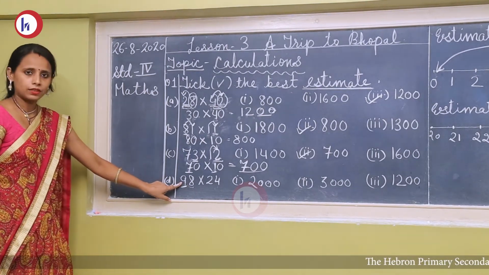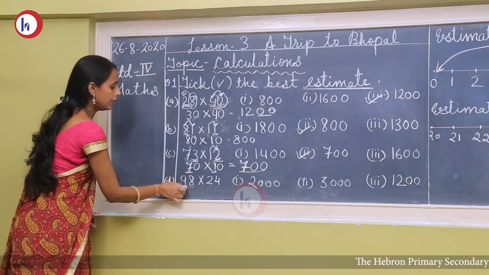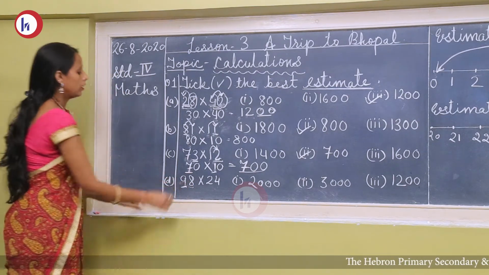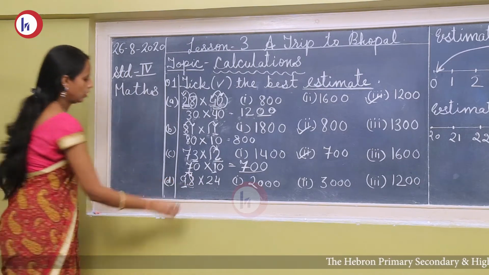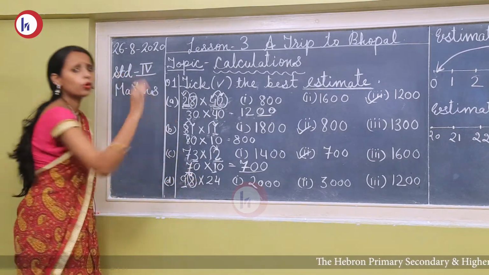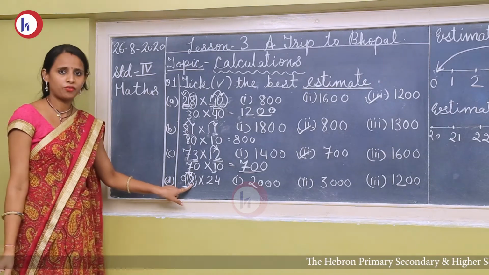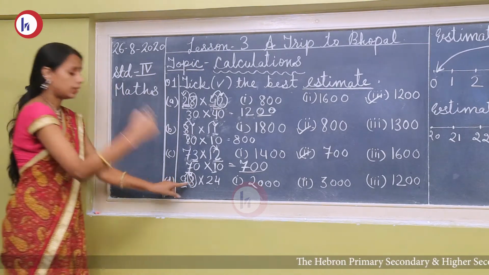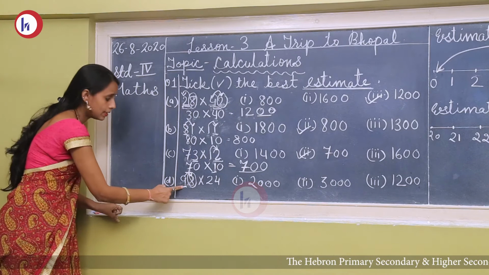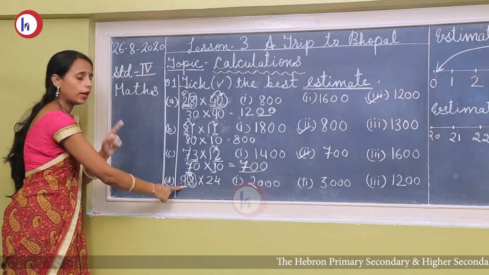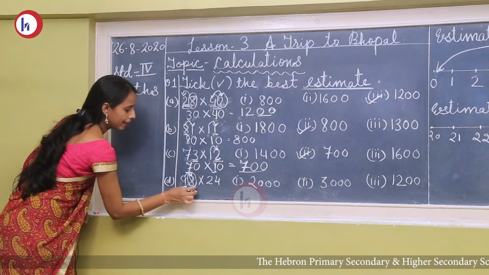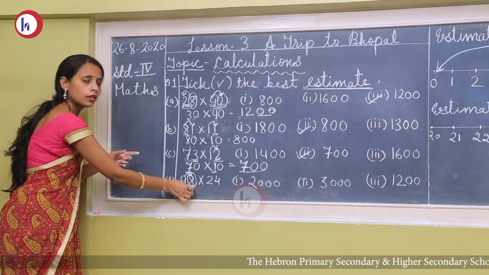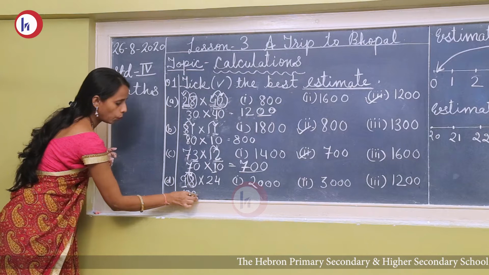First digit is 9. So first of all we have to estimate this digit. See, the right digit of 9, it is 8. Okay, so it is less than or more than 5? Yes, it is more than 5. So when the digit is more than 5, then this digit will be increased by 1. So 9 plus 1 is equal to 10. And this digit will be changed in 0.